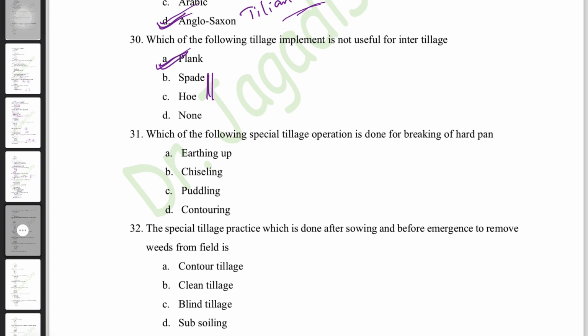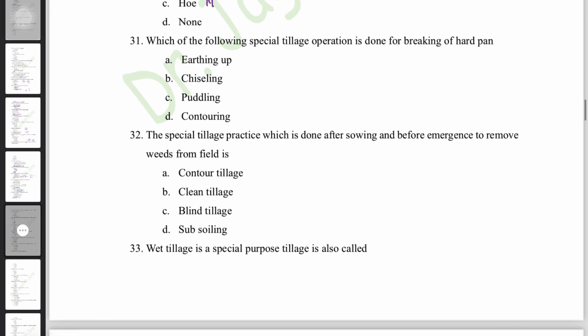Next, which of the following special tillage operations is done for breaking of hard pan? That is chiseling or chisel plow. Earthing up is gathering the soil onto the root zone so that the plant will not topple over; it supports the base. You can go for earthing up in maize and sugarcane. Puddling is basically done in rice, which is also a special tillage operation.